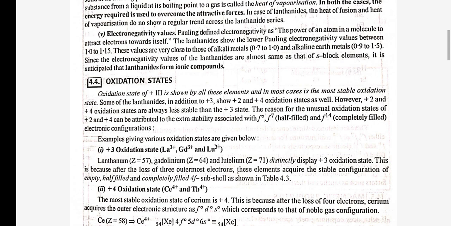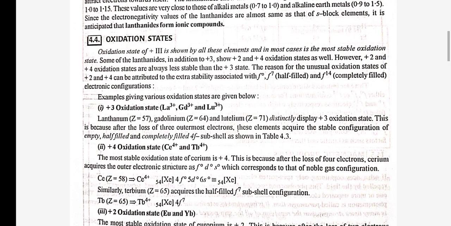Examples giving the various oxidation states are given below. Examples of the +3 oxidation state: lanthanum, gadolinium and lutetium. Lanthanum, gadolinium and lutetium display the +3 oxidation state. This is because after the loss of the 3 outermost electrons, these elements acquire the stable configuration of empty, half-filled and completely filled 4f subshell, as shown.